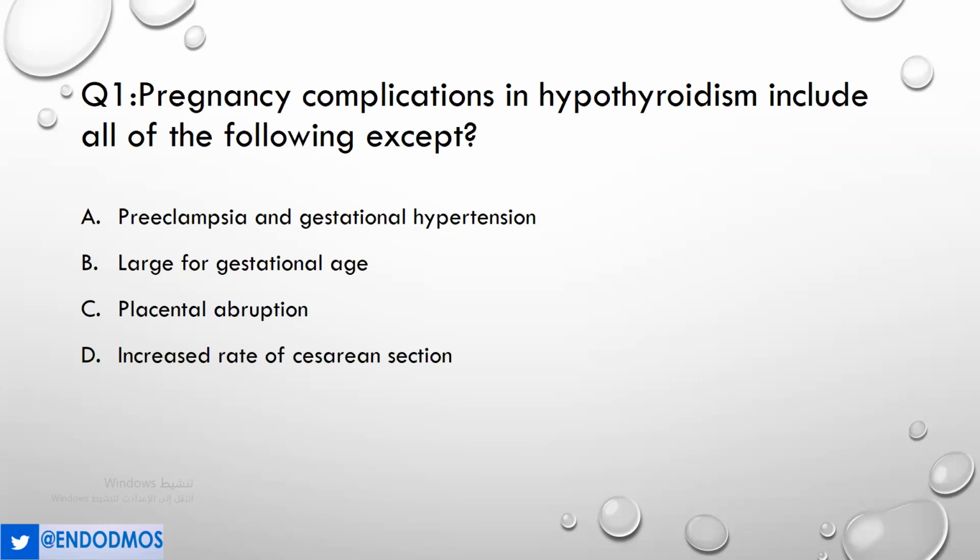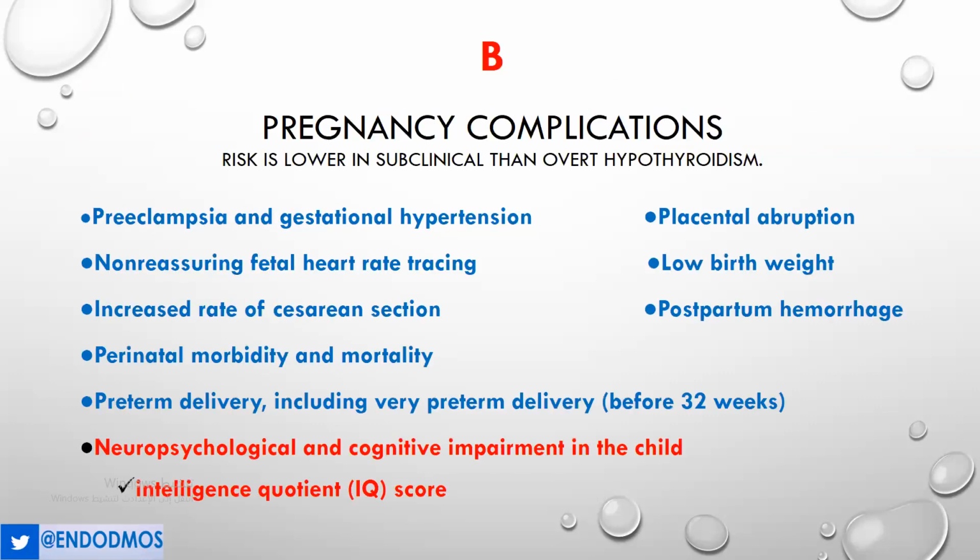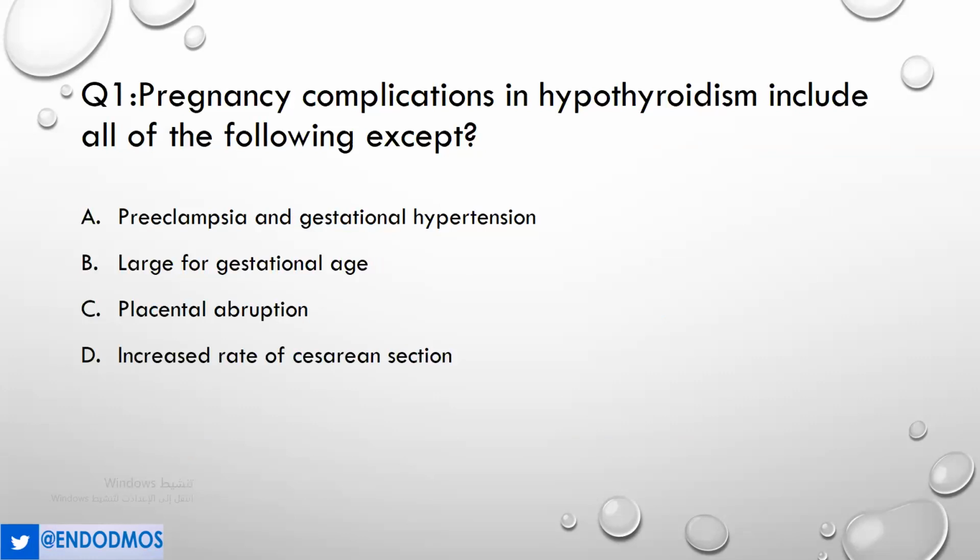What about pregnancy complications in hypothyroidism, including all of the following, except? This is a quick MCQ for all of you. Please participate. A, preeclampsia and gestational hypertension; B, large for gestational age; C, placental abruption; D, increased rate of cesarean section. Just think about it and give me your answer. It looks difficult, so I will go for the answer. It is B, large for gestational age.